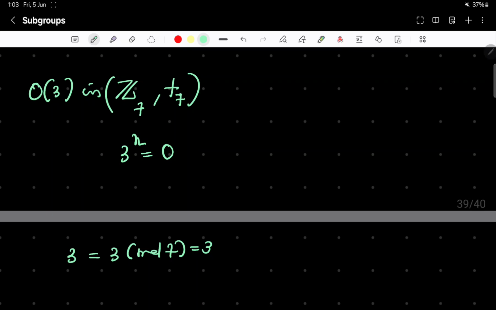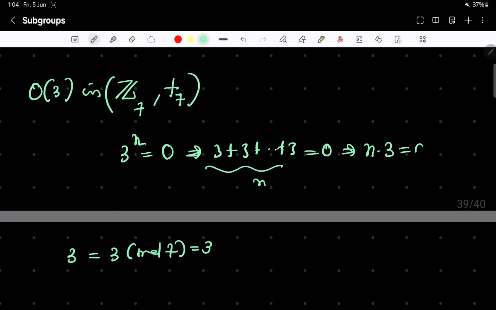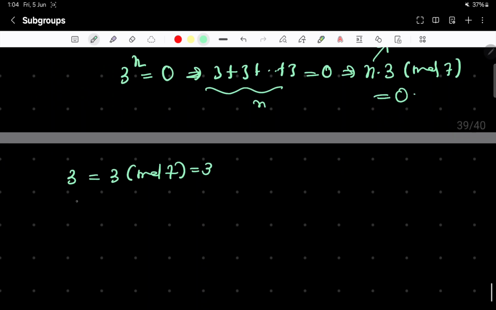What do you mean by 3 raised to n? You are adding 3 up to n times, right? It should be 0. How many times n is there? n times 3 has to be 0. This is your idea. So n times 3, mod 7, has to be 0. You should find such an n. That is the order. So 3 will not work.